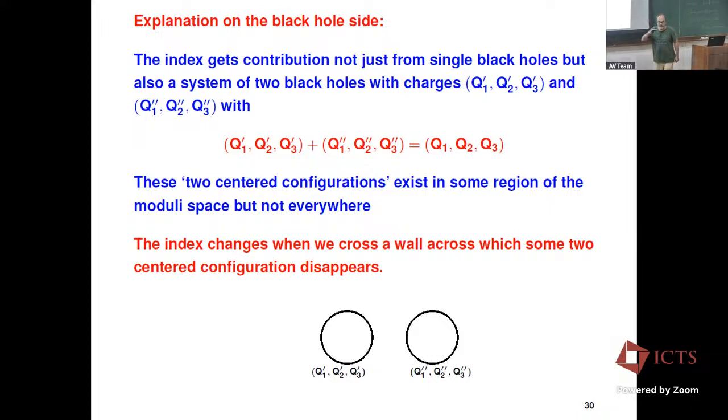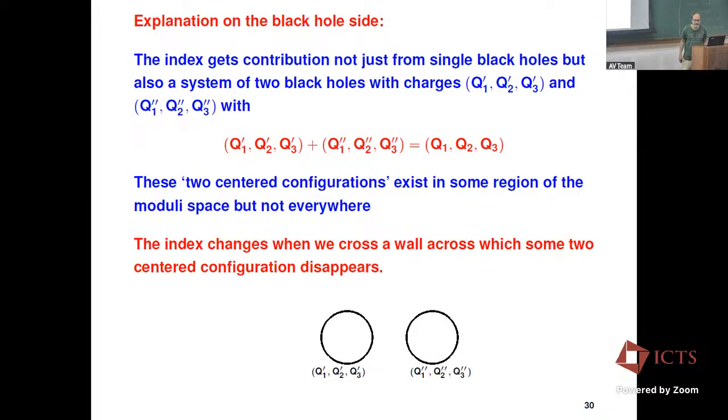But as we approach one of these walls in the moduli space, the distance between the centers starts increasing, and it becomes infinite exactly on the wall. As you cross the wall, these states don't exist. So from this point of view, the jump in the index is basically captured by the contribution to the index from the two-centered configuration that decays across the wall. This is the understanding from the black hole side as to why there is a jump in the index.